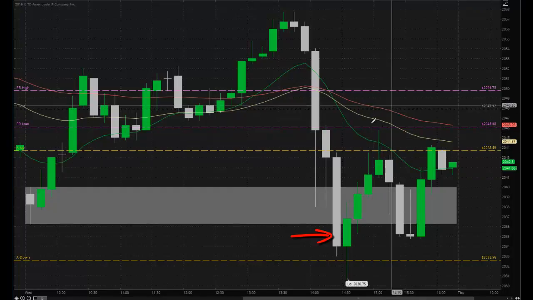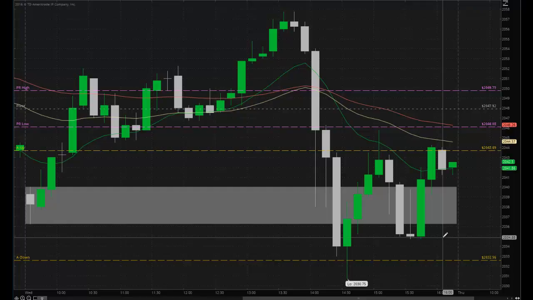Then of course it went back up to the pivot range, found resistance there again, rolled back over, and came back down. If you notice, it came back down to that C down level here at the 35.25 area, and then bounced back up, and we closed above the opening range. So this day was a mess.